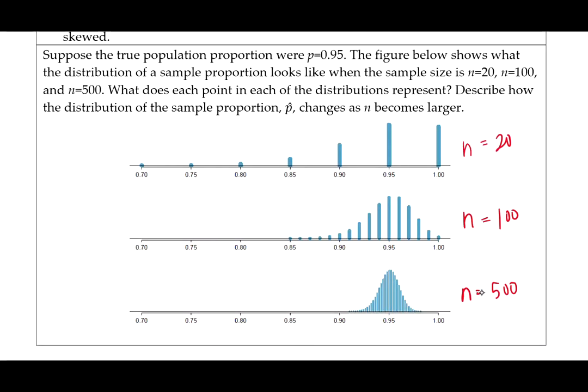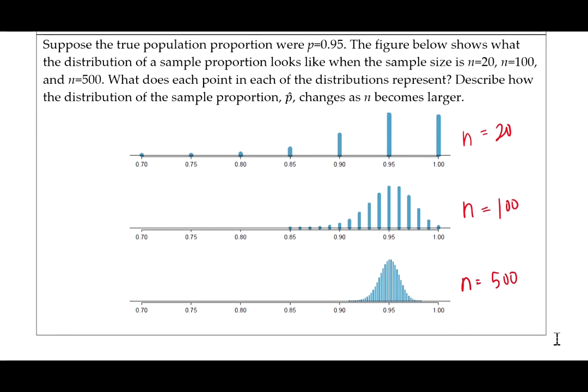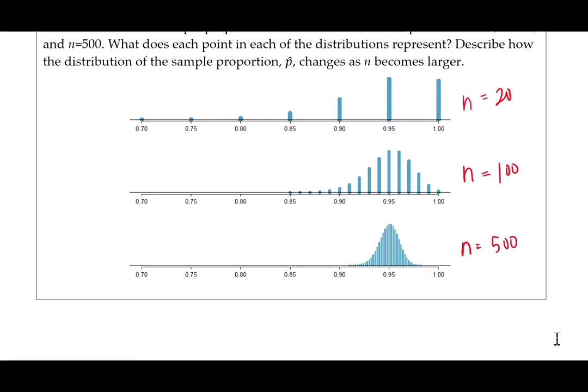Also, the shape is changing, and the spread. You can look at the distance from the smallest proportion to the largest proportion. In the first sampling distribution, we have 0.7 as the smallest, and we have 1 as the largest. But in the next one, it looks like the smallest is 0.85 up to 1, and then in the sampling distribution for samples of size 500, it looks like it goes a little bit bigger than 0.9 up to a little bit smaller than 1. So we're having less variability. Our shape is becoming more bell-shaped and smoother.